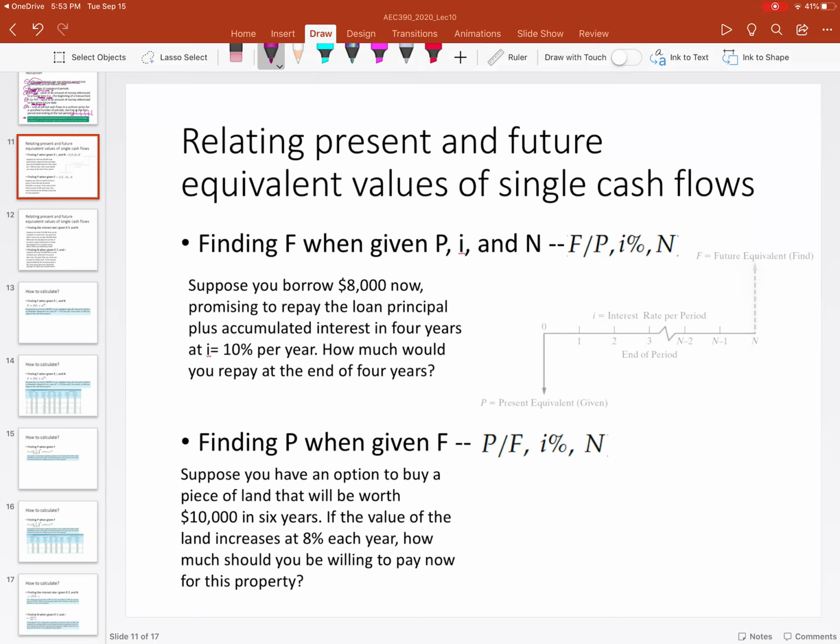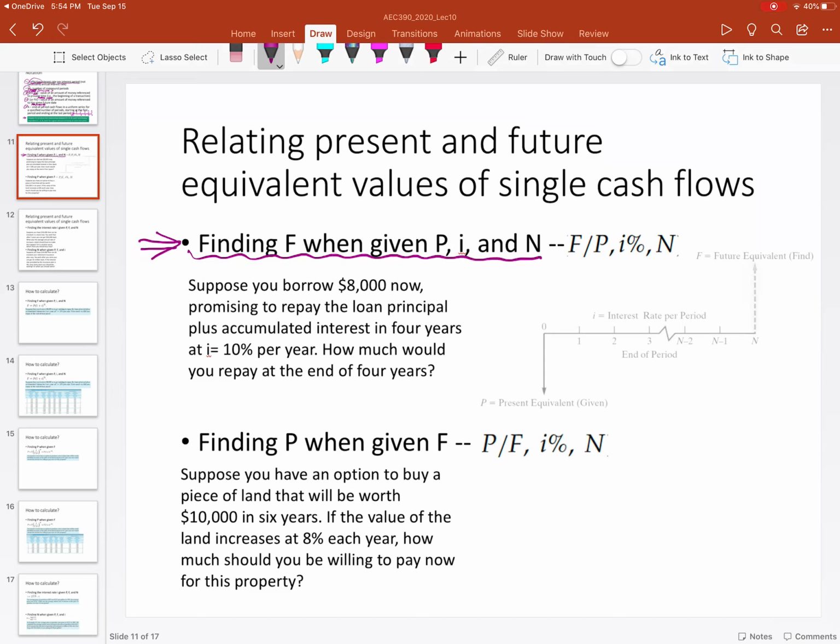Okay, so the first relationship we want to learn is the relationship between the future value and the present value. How do you convert a present value to the future? How do you convert a future value to the present so that you can compare different options? We have different scenarios. The first scenario is finding F, the future value, when given P, the present value, I, the interest rate, and N, the number of interest periods.